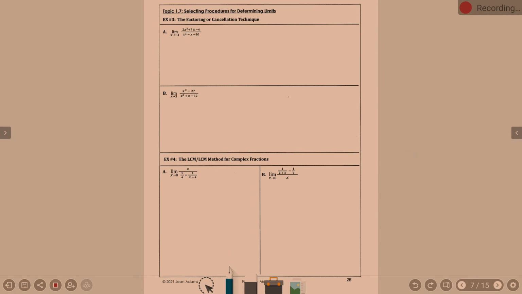Selecting procedures for determining limits. Okay. Thoughts?